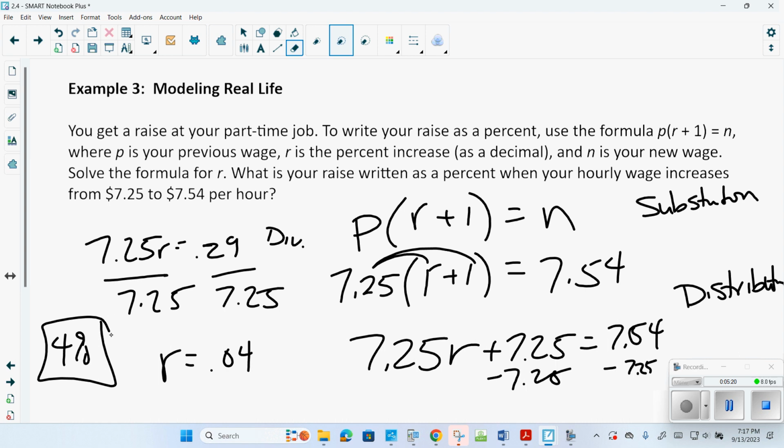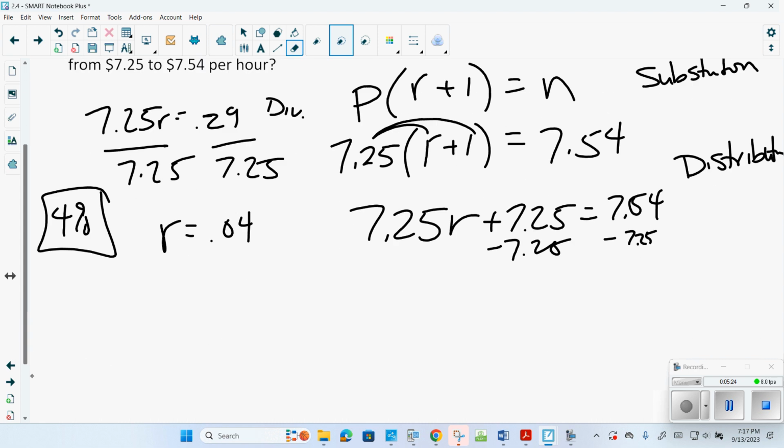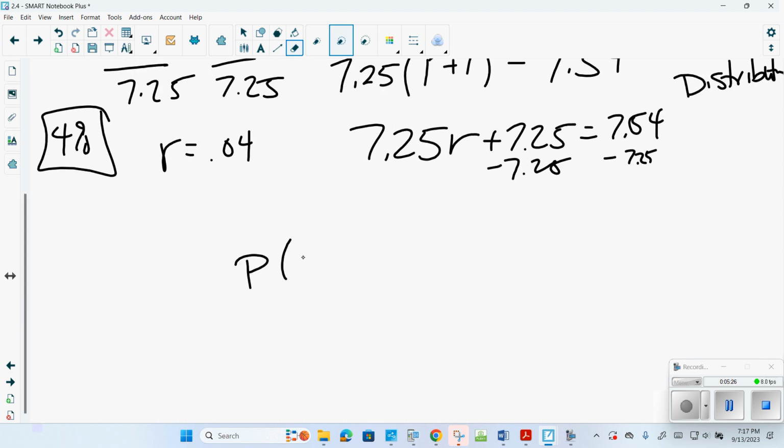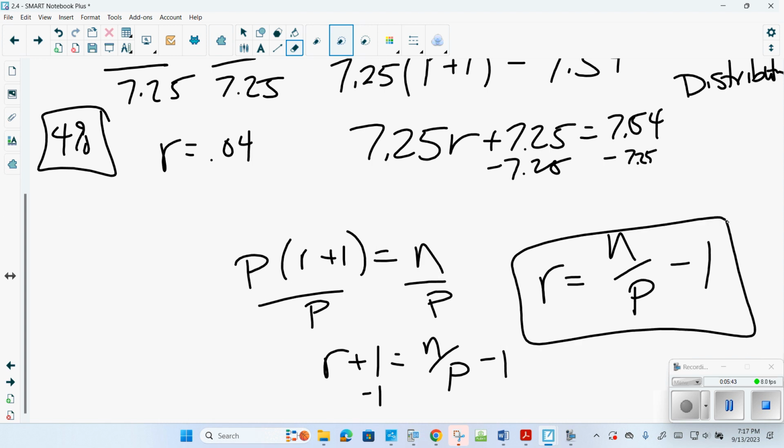Now, if they want you to just solve the equation for R, I'm going to do this down here. P times R plus 1 equaling N. Instead of distributing, I would divide by P. R plus 1 equals N over P. And then I would subtract 1. So N over P minus 1 would be just solving the equation for R.